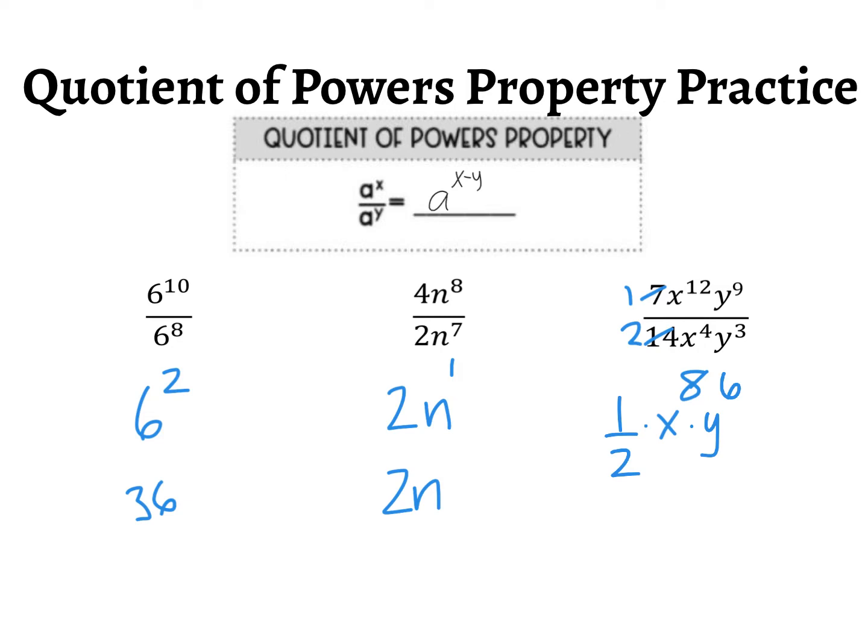You can also write this as 1 times x to the 8th times y to the 6th divided by just 2. Since the 2 is in the denominator, we can just make one big fraction and write it in the bottom. So the rule here is subtract the exponents when they are like terms. These are like terms because they have x as the base, and here they both have y as a base.